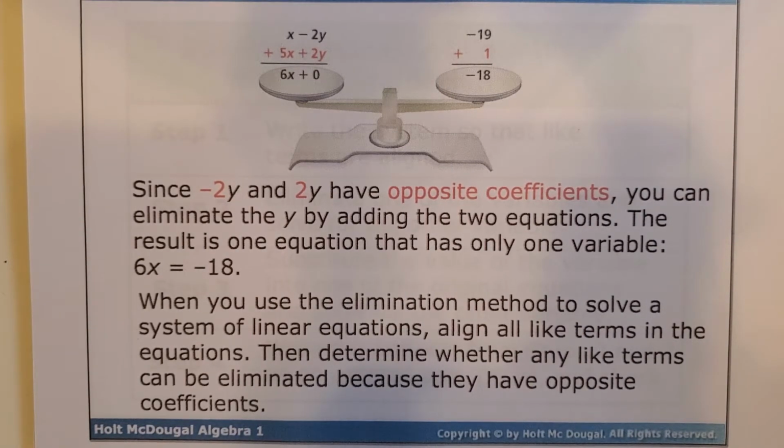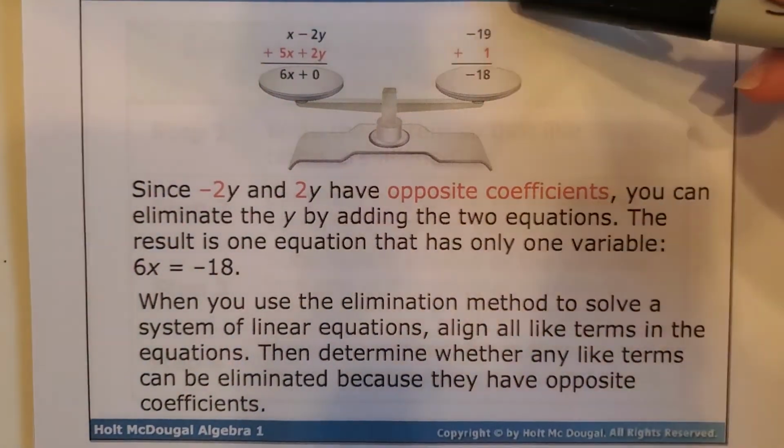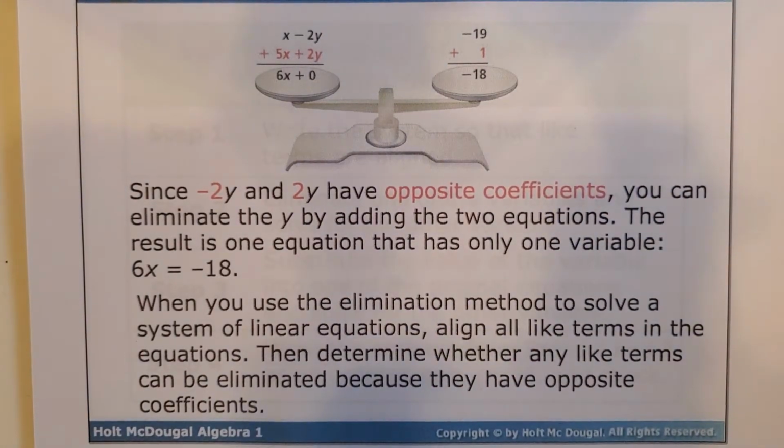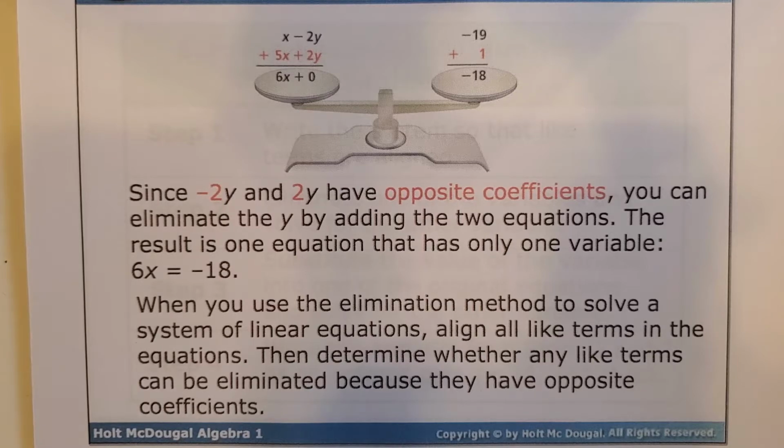What else does this say? Align all like terms, so make sure all of the x's are lined up vertically, all of the y's are lined up vertically, and all of the numbers are also lined up vertically. I think most of the systems that you guys will see already do look like that, but just be aware that you might still need to do a little bit of rearranging to make sure all the x values and the y values are lined up if you're solving by elimination.